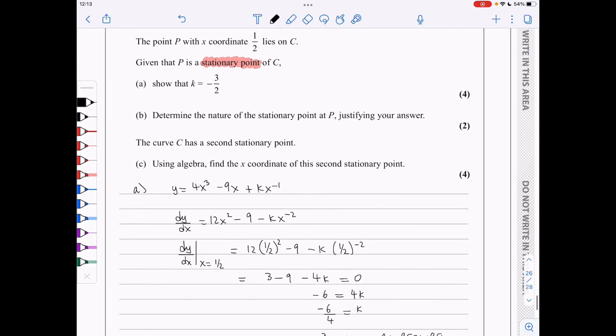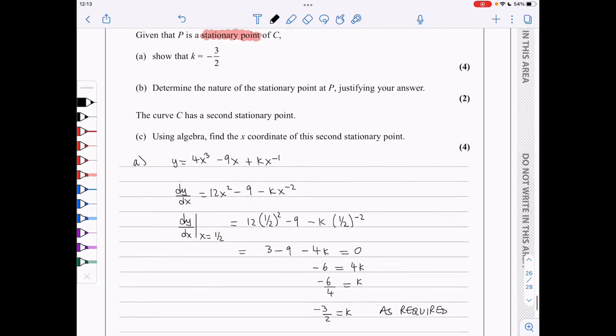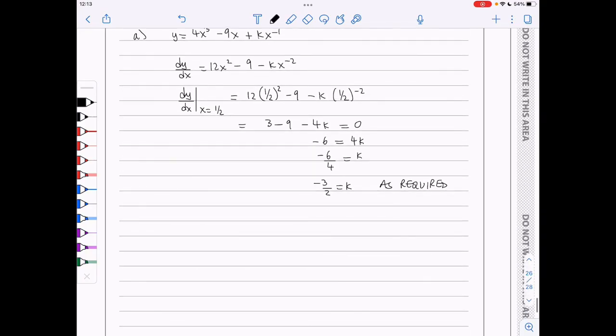B, determine the nature of the stationary point at P, justifying your answer. One way to do this is to consider the second derivative approach. So the fact that we satisfy dy dx is 0 means that it could be a stationary point that is a maximum, a minimum, or even a point of inflection. So I will consider the second derivative in order to establish the nature of the stationary point.